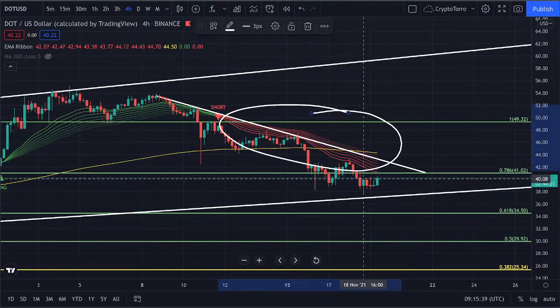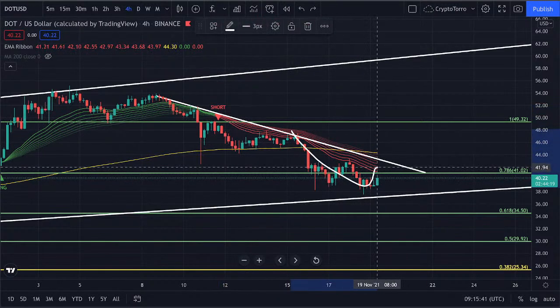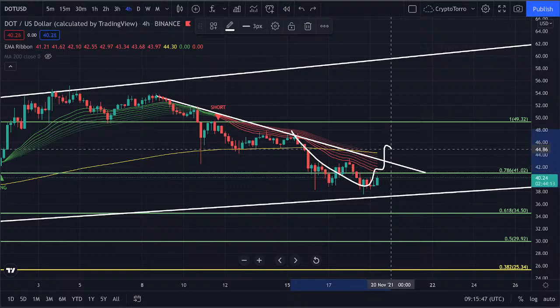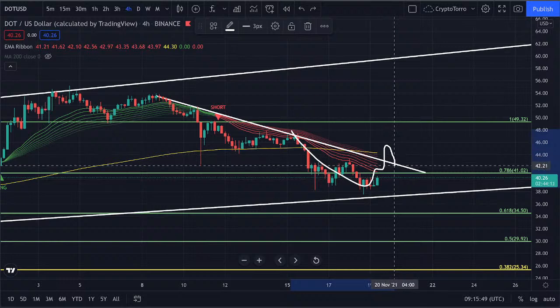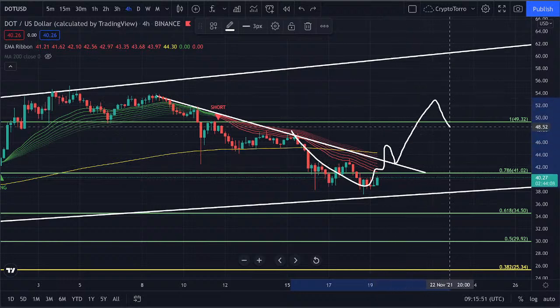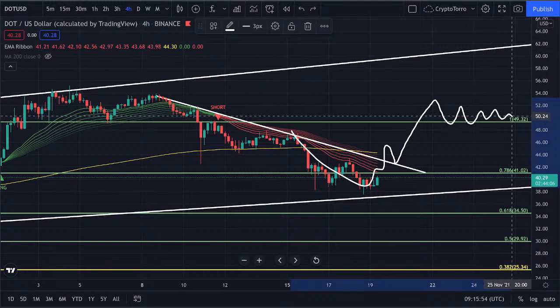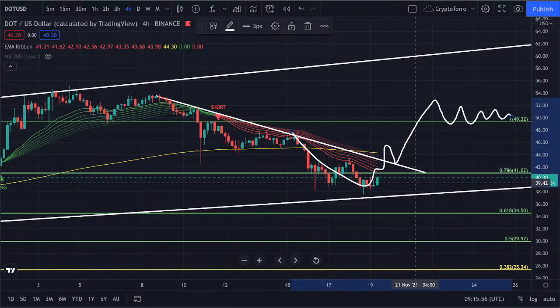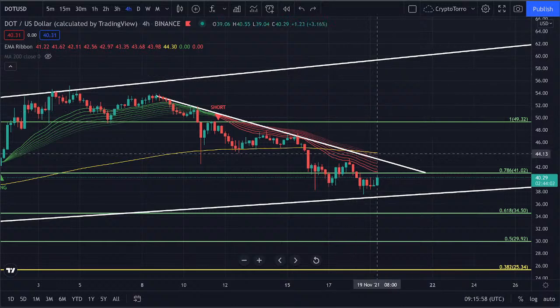Therefore, on the 4-hourly time frame, we would clearly like to see a breakout occur above the 0.786 $41 range, see a breakout occur above this descending resistance and being able to find support on top of it, and seeing further continuation towards a $50 range or 49.3. So that is something I think is very, very important.